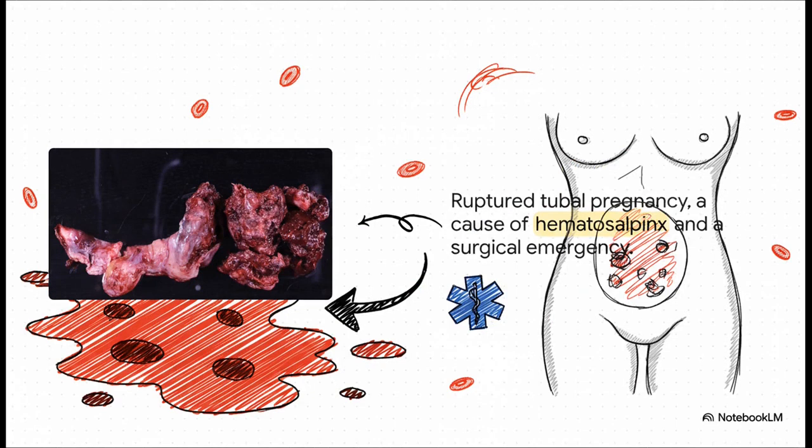Now look at this slide. This is why an ectopic pregnancy is so dangerous. What you're seeing here is a fallopian tube that has ruptured. This causes hematosalpinx. The tube fills up with blood. But the real danger, the life-threatening danger, is the massive internal bleeding that follows. This is a proper surgical emergency, a picture you should never, ever forget.